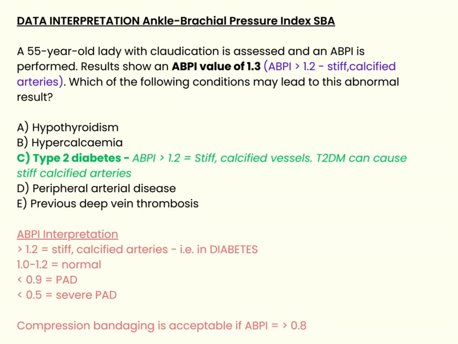So in terms of this question, they have an ankle brachial pressure index of over 1.3. That means they have stiff and calcified arteries. The most common cause is usually diabetes mellitus. If it was less than 0.9, you would suspect PAD. If it was less than 0.5, severe PAD, and in between, so 1 to 1.2, is normal.